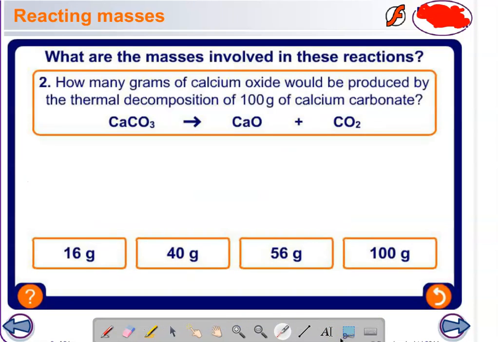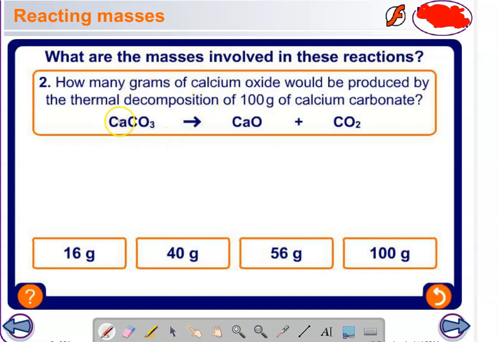Let's look at an example here. How many grams of calcium oxide will be produced by the thermal decomposition of calcium carbonate? So if calcium carbonate undergoes decomposition, we want to find out how many grams of calcium oxide will be produced. We've been given the balanced equation here, and the ratio of calcium carbonate to calcium oxide is 1:1. Okay, so let's go ahead and see.